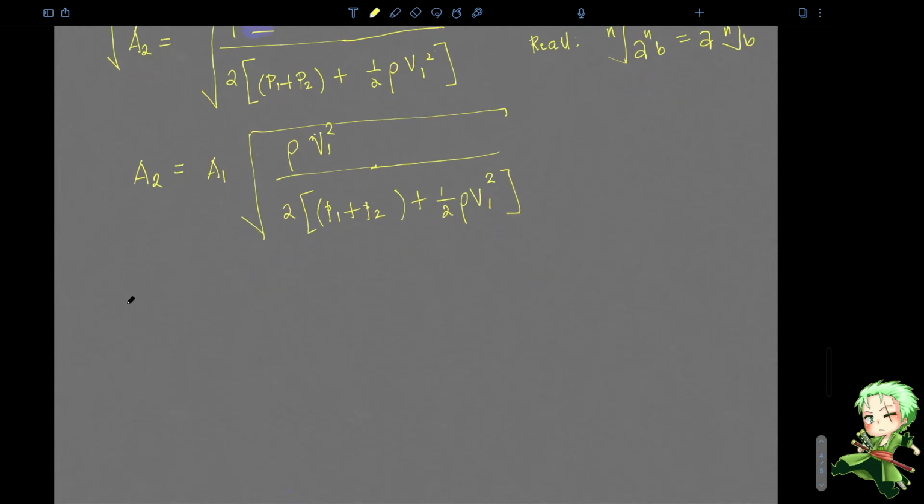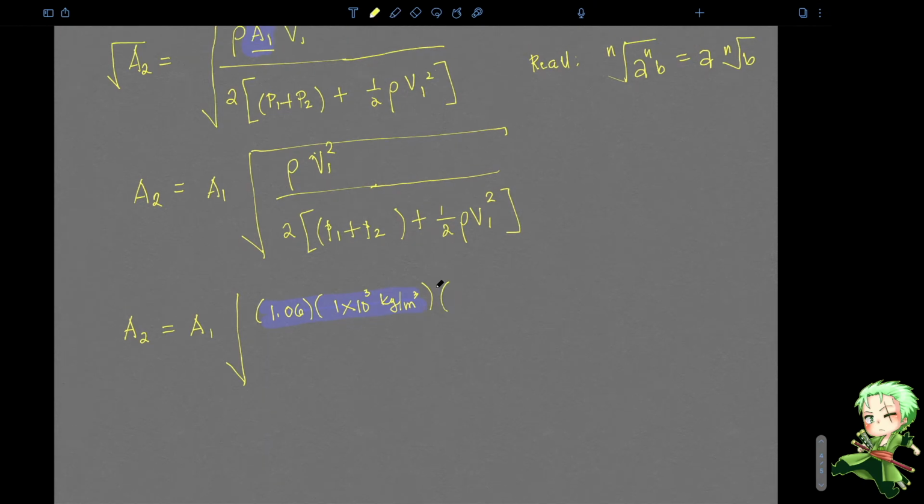The next thing that you are going to do is simply plug in the values. You cannot do anything with A1 because you don't have any numerical value for it. But for the density of blood, that is 1.06 times the density of water, 1 times 10 to the 3 kilograms per cubic meter. You might be wondering why I expressed the density of blood in this way. It is because what is given in the problem is the specific gravity. And V1 is 0.3 meters per second.